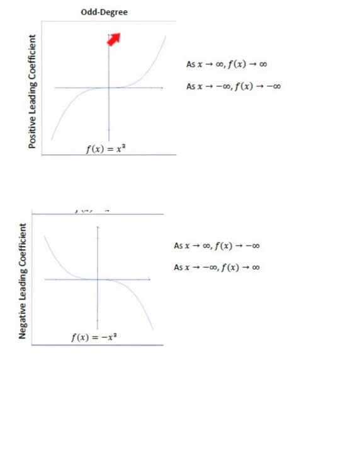So, odd degree we're talking about here. As I said, as x goes towards infinity, your function goes towards positive infinity. That's what happens. But as x goes towards negative infinity, the function goes towards negative infinity. So different from that of the even.